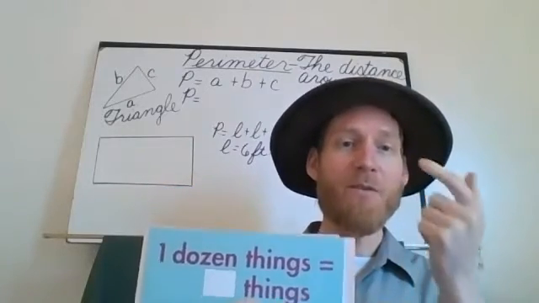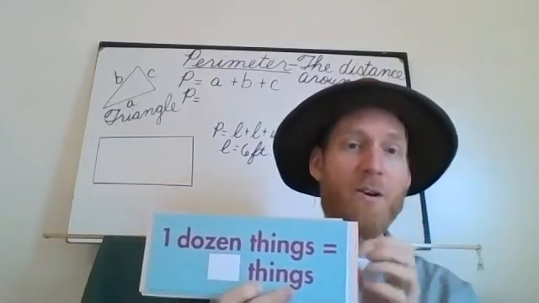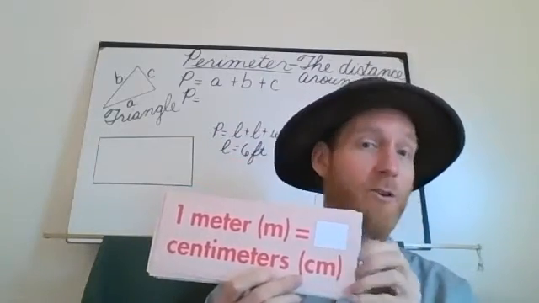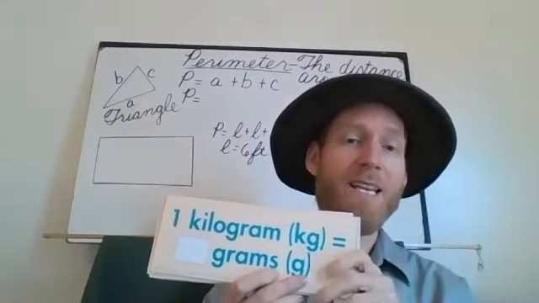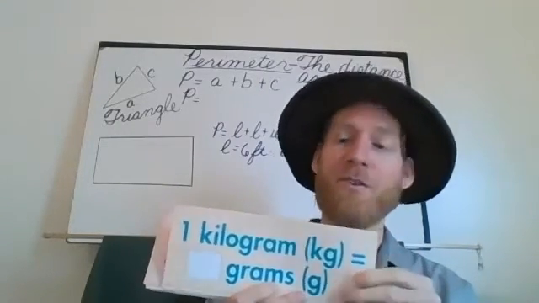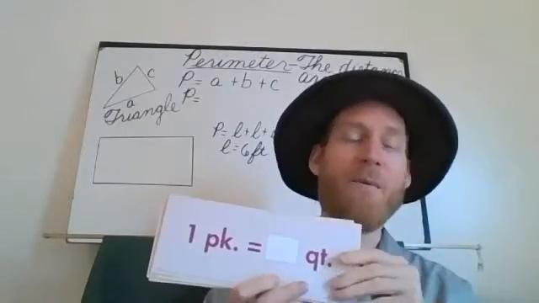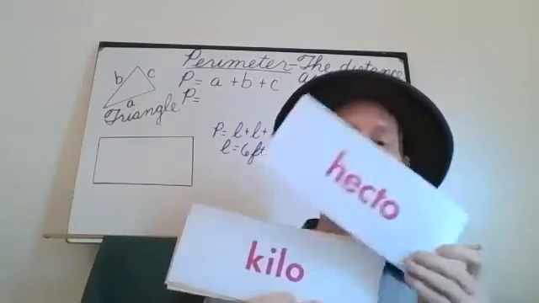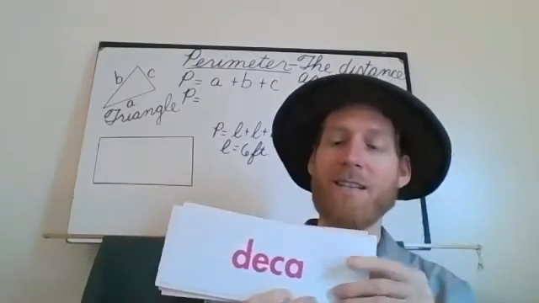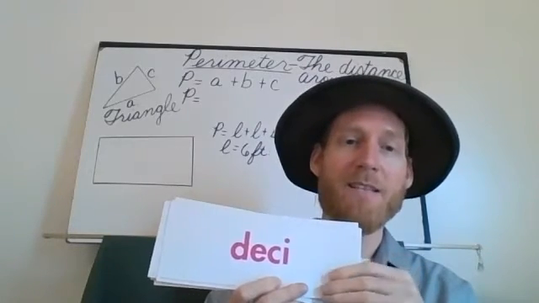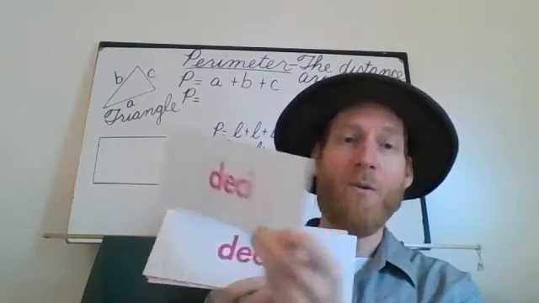You're saying it with me, and you should note that quickly, all right? 1 meter equals 100 centimeters. 1 kilogram equals what? 1,000 grams. 1 peck equals 8 quarts. 1,000, 100, 10, 1/10. How would you write 1/10 as a decimal? 0.1.